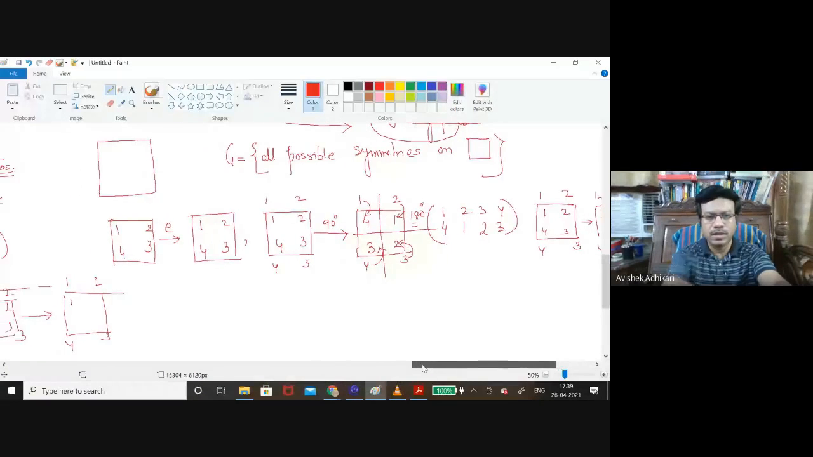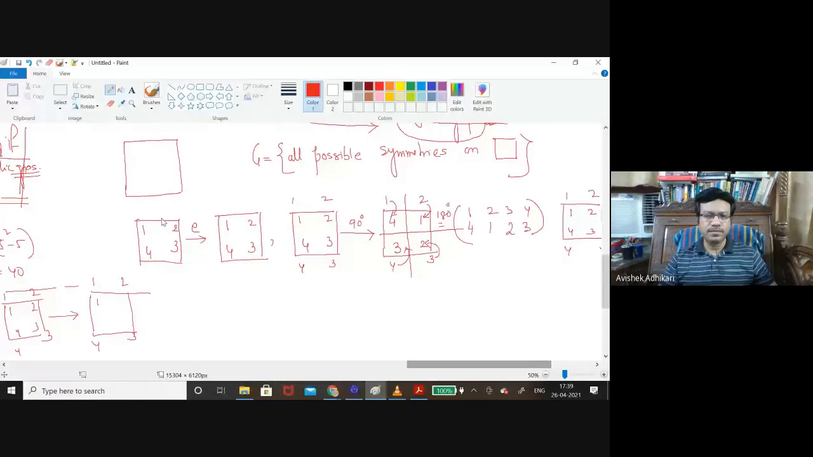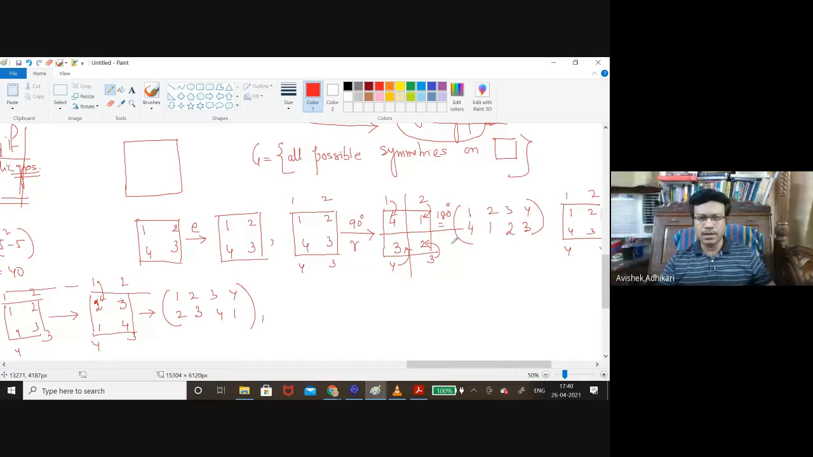So 270 means what will come here? Can anybody tell me what should come here? Say 2, then here 3, 4, 1. So notation wise, 1, 2, 3, 4: 1 goes to 2, 2 goes to 3, 3 goes to 4, 4 goes to 1. And if I write the rotation as r, then r squared, and this 270-degree one is my r cube.